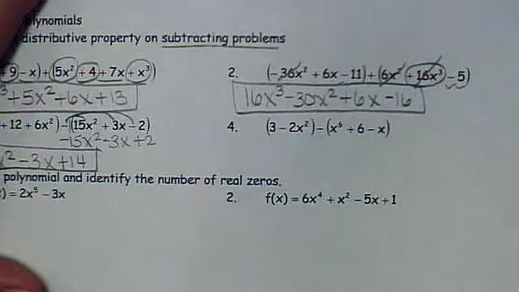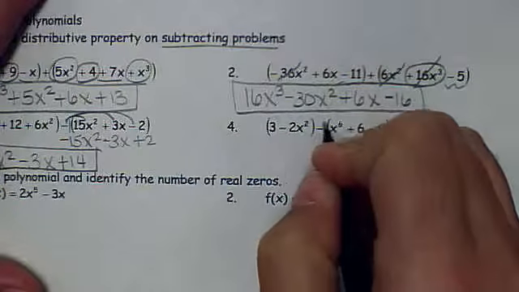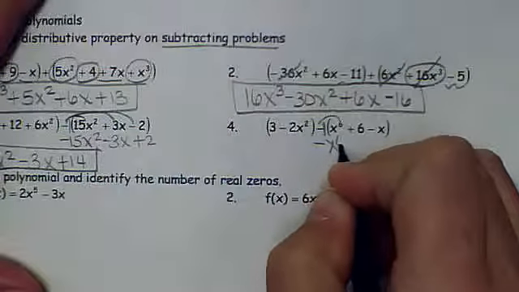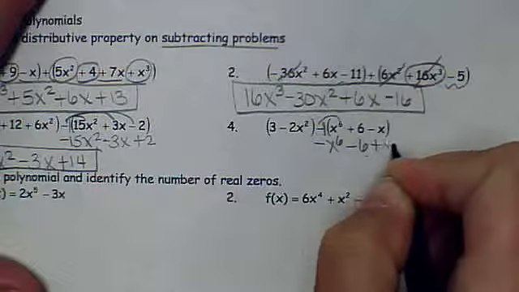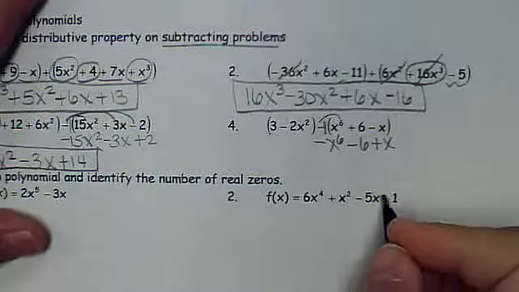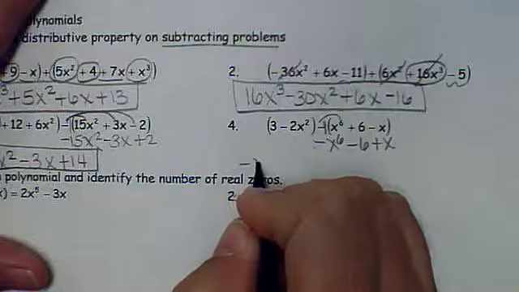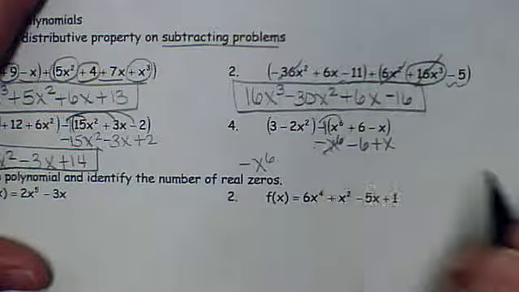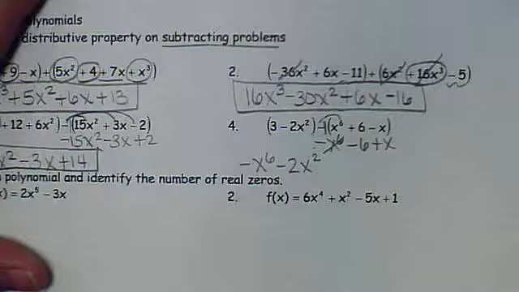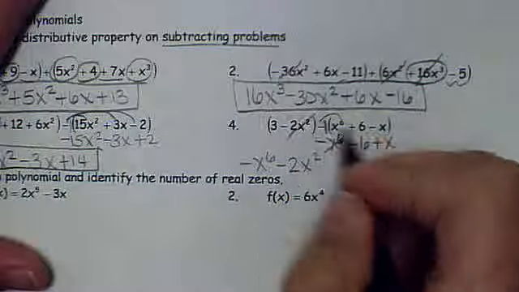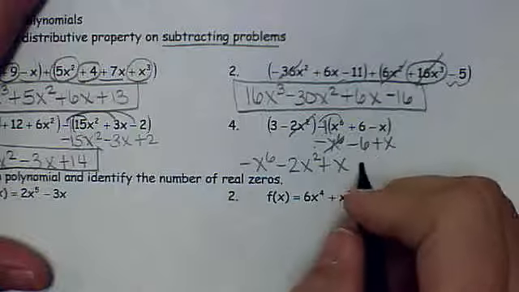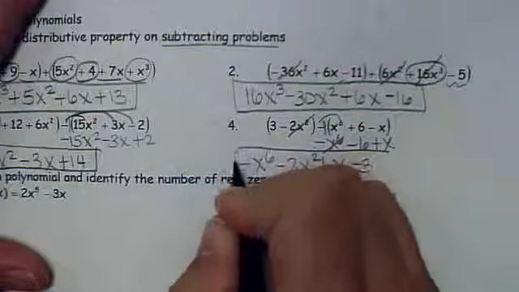Problem number 4 is a subtraction again. So we put the negative 1 there, and we distribute it. Negative x to the 6th minus 6 plus x. Then we put our like terms together, starting with the biggest exponent, which is this negative x to the 6th. The next term would be the negative 2x squared. And again, there's nothing to put with it, so we just write it down. Then our x's plus x, and then our constants. 3 minus 6 is negative 3.